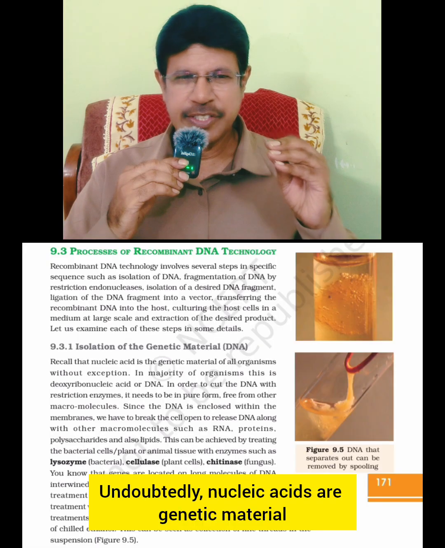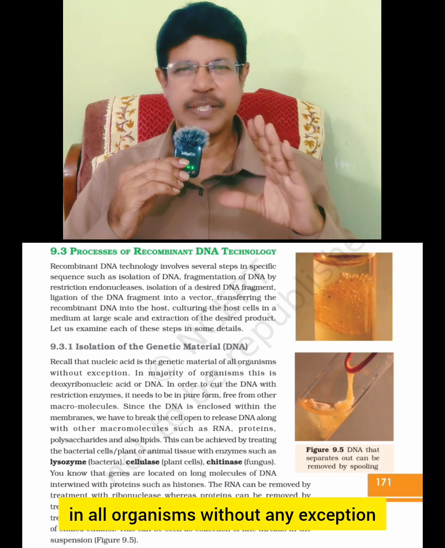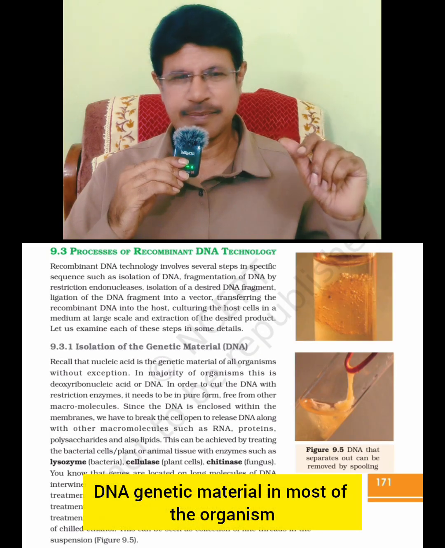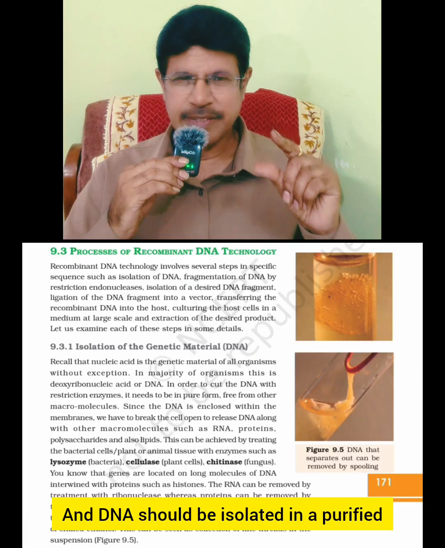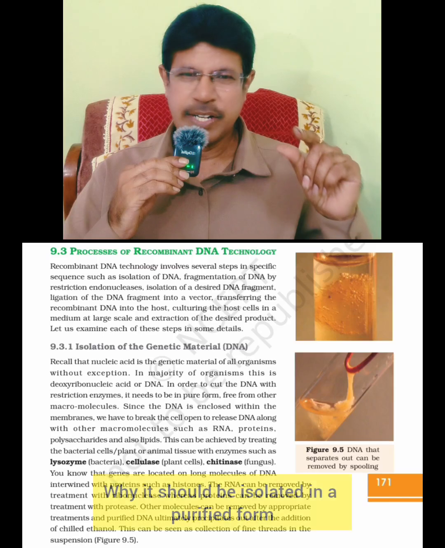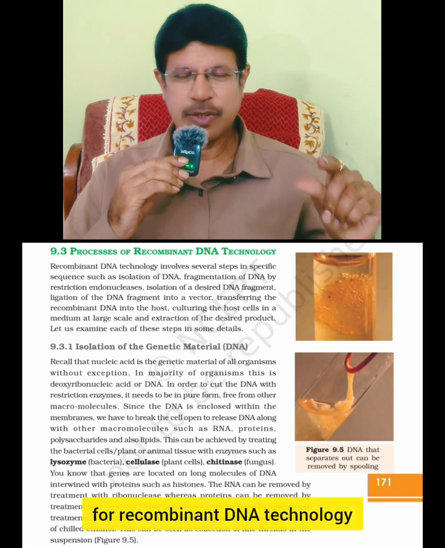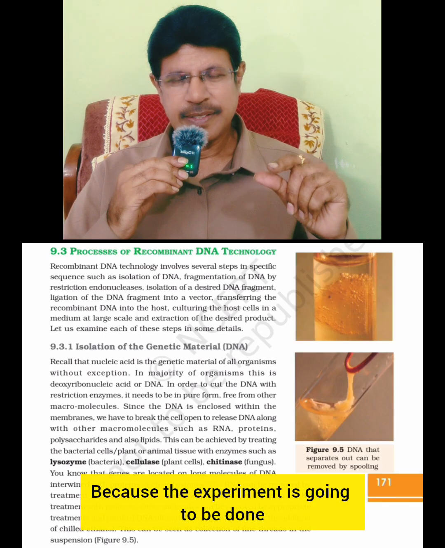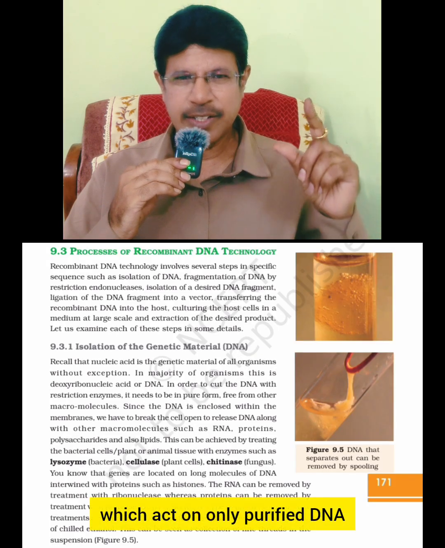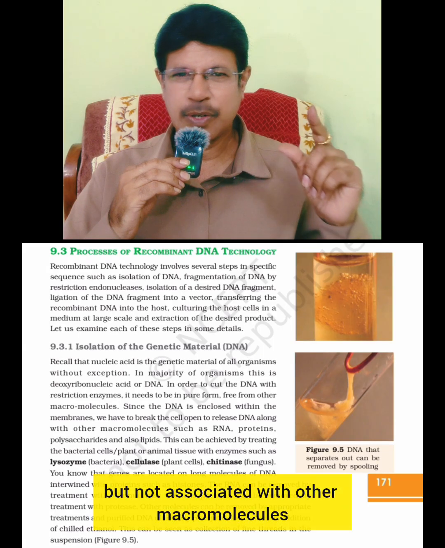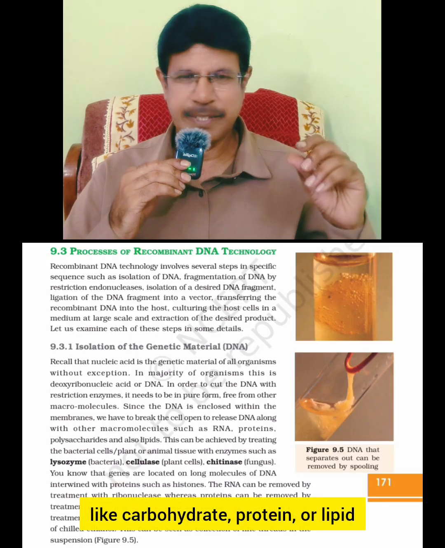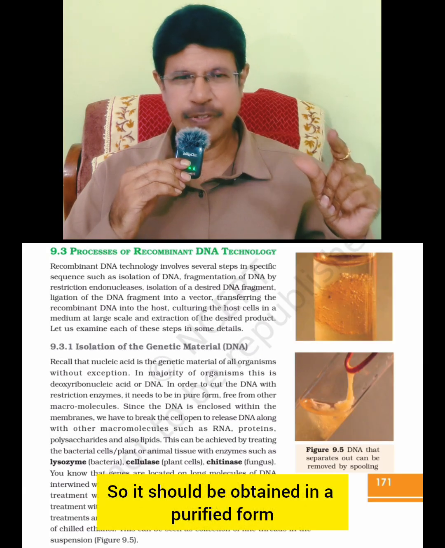The first, isolation of DNA. Undoubtedly, nucleic acids are genetic material in all organisms without any exception. DNA is the genetic material in most organisms, and DNA should be isolated in a purified form in recombinant DNA technology. Why should it be isolated in a purified form? Because the experiment is going to be done with restriction endonucleases, which act only on purified DNA, not associated with other macromolecules like carbohydrate, protein, or lipid. So it should be obtained in a purified form.